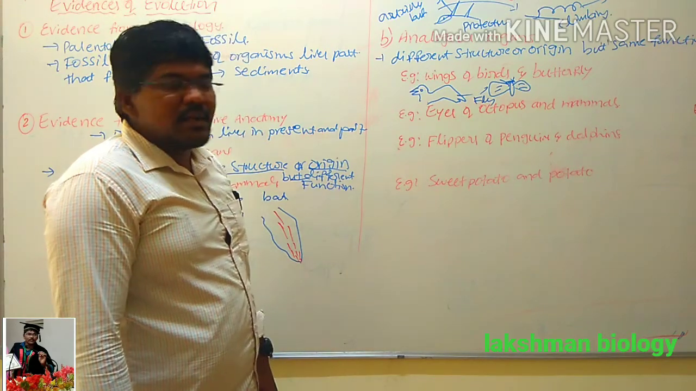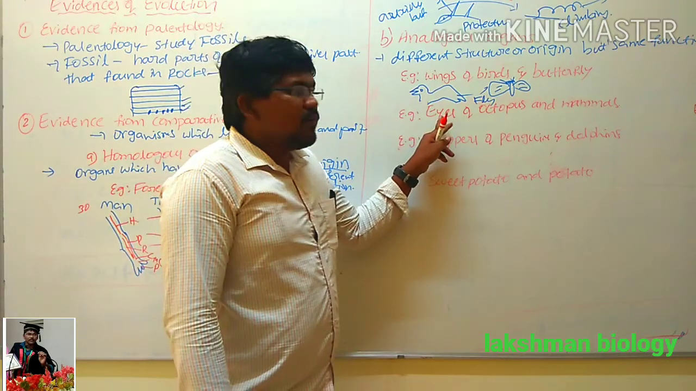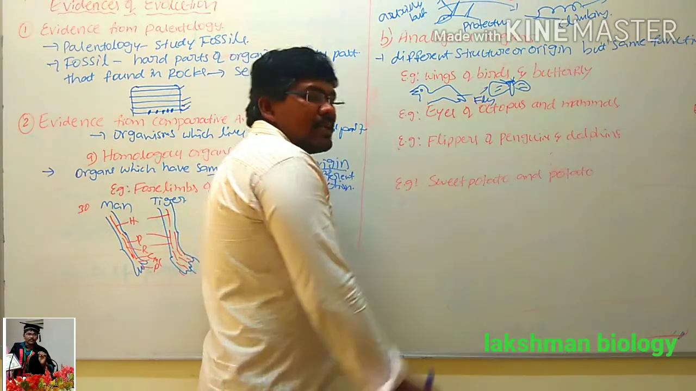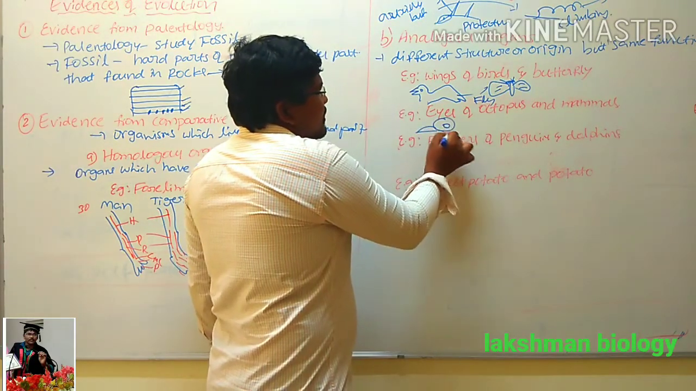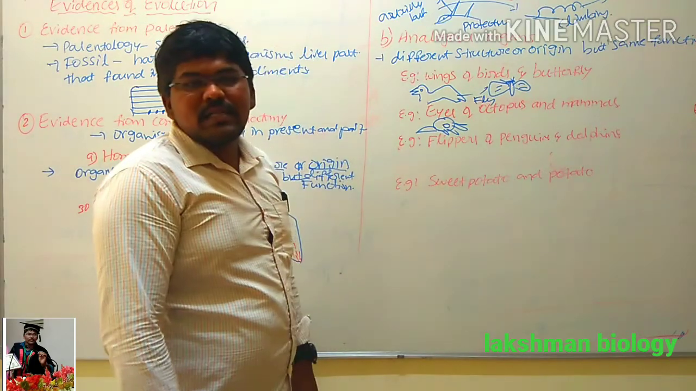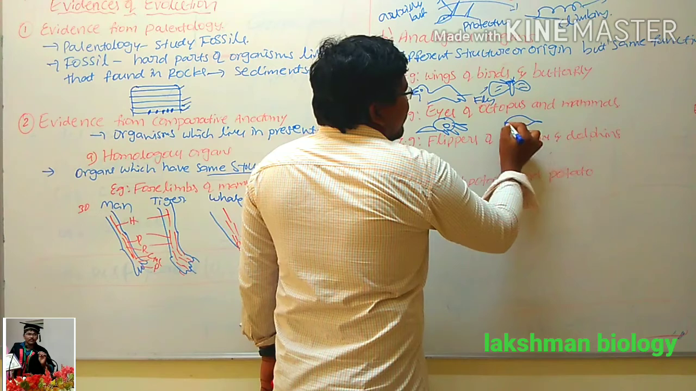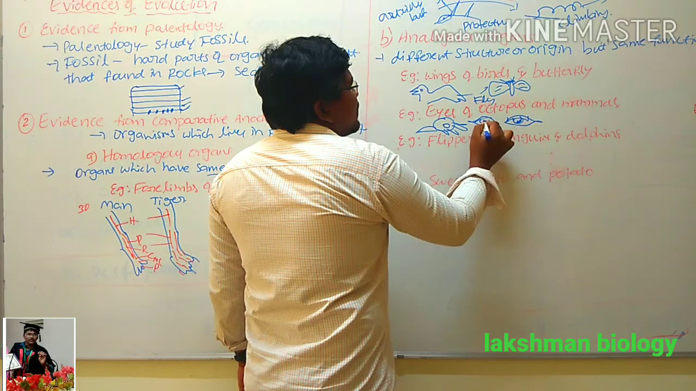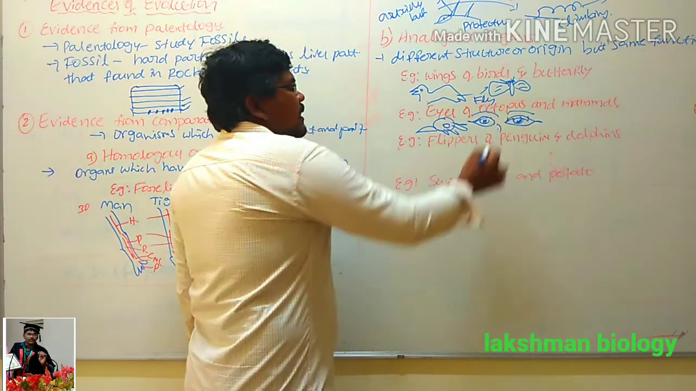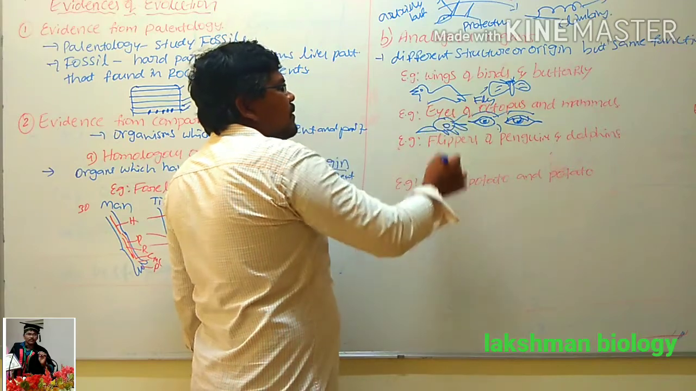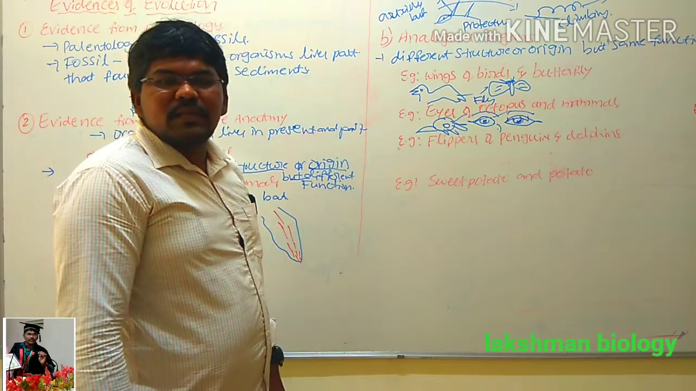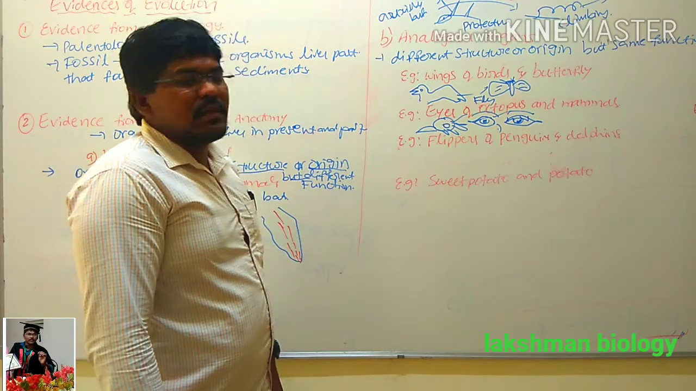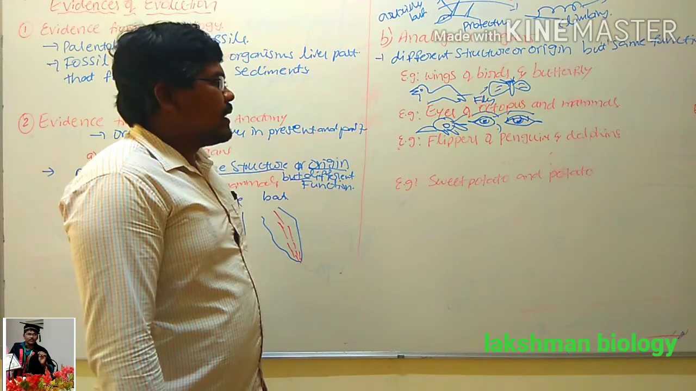Next, another example of analogous organs is the eyes of an octopus and the eyes of mammals. The mammal eye and the octopus eye have a different retinal position, meaning a different structure, but both are used for seeing only. Hence, these are also examples of analogous organs.